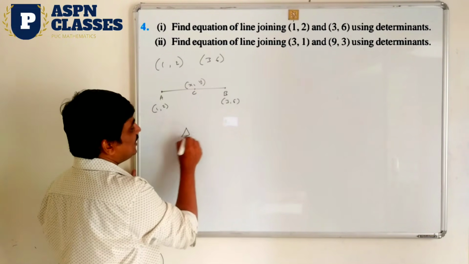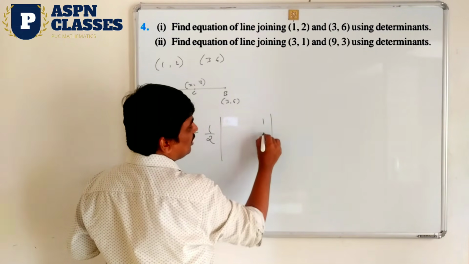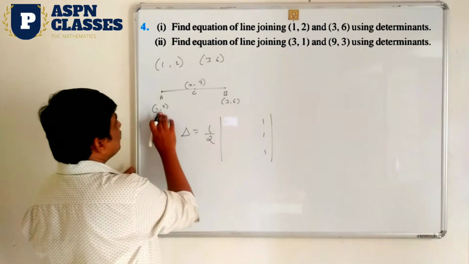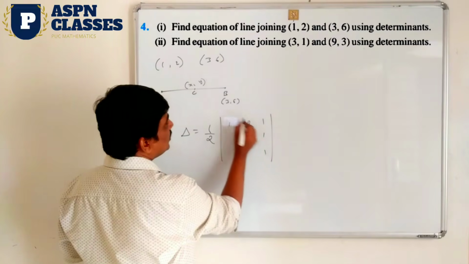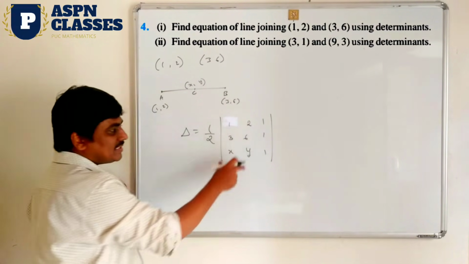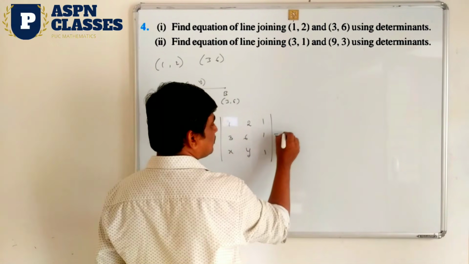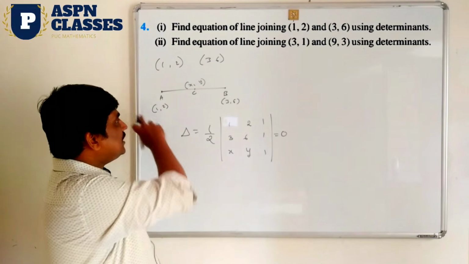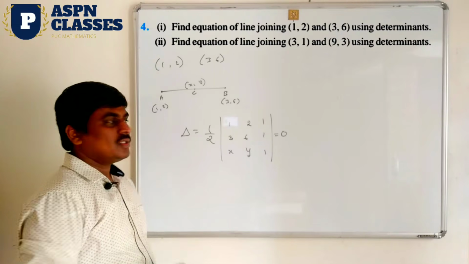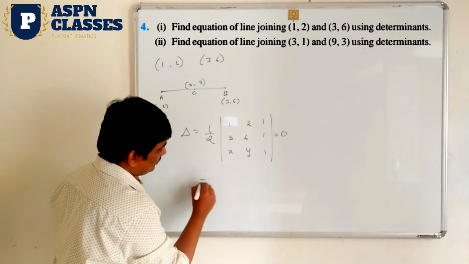Okay. See, observe here, delta is equal to 1 by 2 into determinant. Here 1 1 1 you have to write. And what is the first point? (1, 2). Second point (3, 6), third point (x, y). I am taking these as the 3 points. So what is the area of this result? 0 only, correct? Because these 3 points are collinear points, that's why this result is 0.